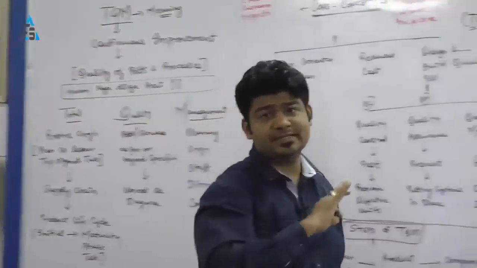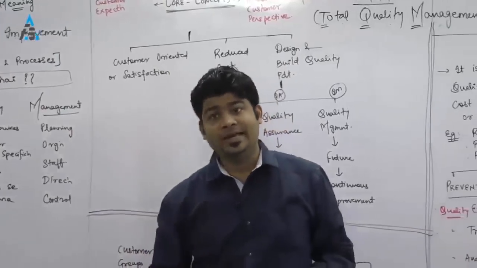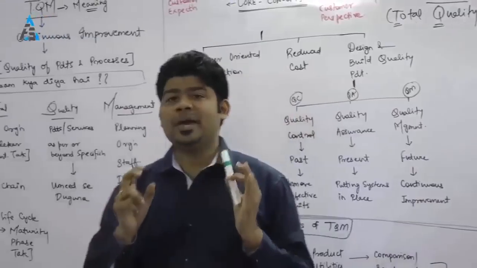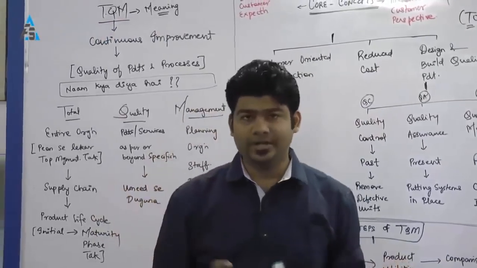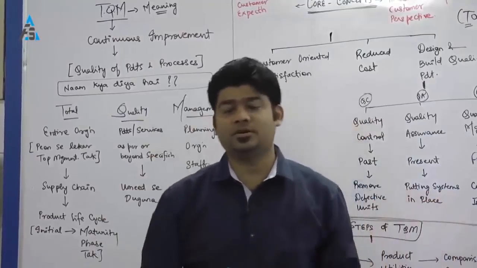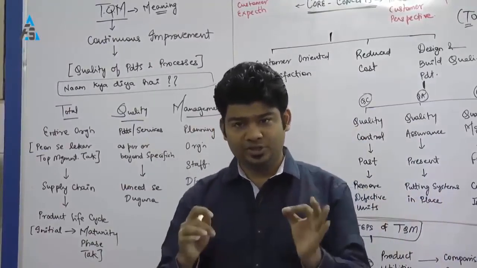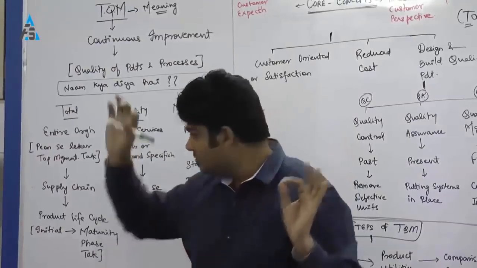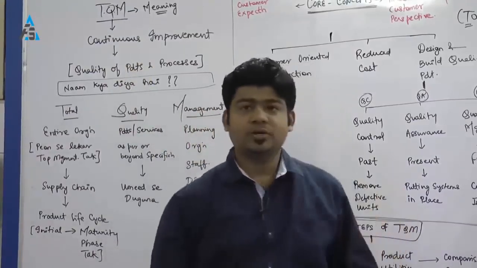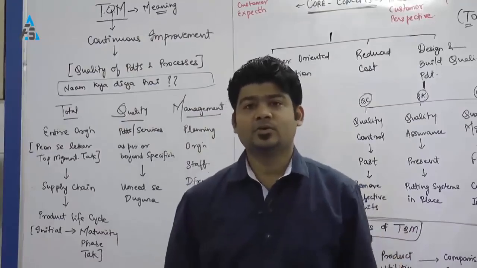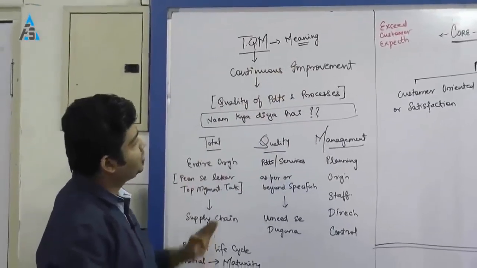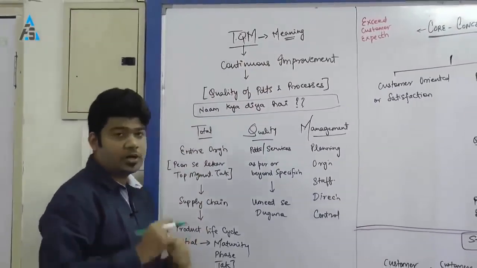Remember one thing, if there is any question on TQM, ensure that you are writing the main meaning of that point. You will have TQM, you will have JIT, just in time, you will have life cycle costing, so on and so forth. So ensure that you are first writing the meaning, which is what I will start with, and then you continue with the question that is being asked. So that is how we will work out. Total Quality Management stands for continuous improvement.